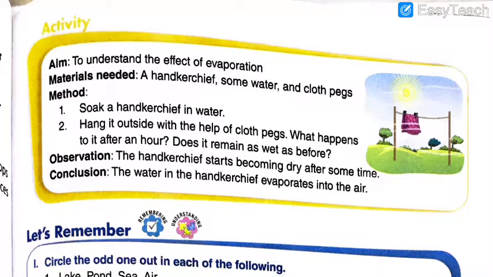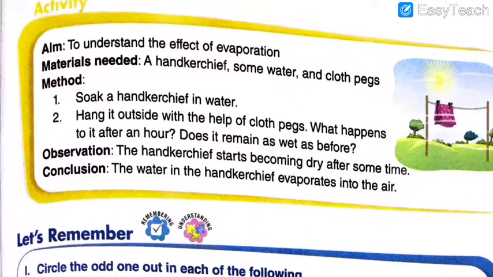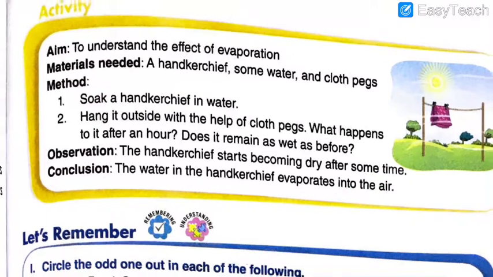Now let me explain one activity which you can do at your home. In the previous activities, few students sent me photos in chapter 11. In the same way, I want students to send me photos or videos of whatever you observe. Now what is the aim of this activity? To understand the effect of evaporation. If you want to see the effect of evaporation live, you can do that through this activity.